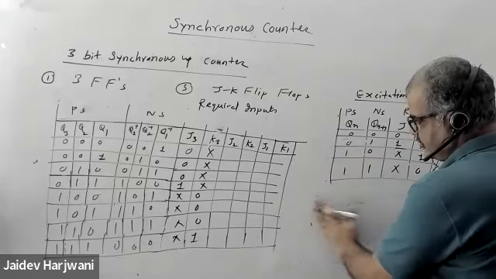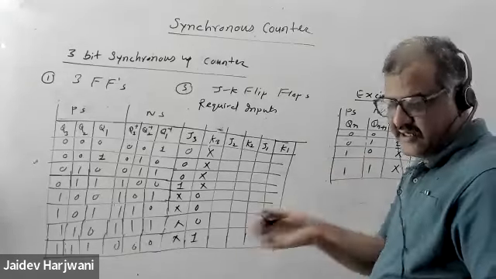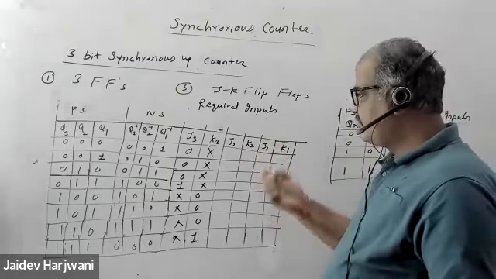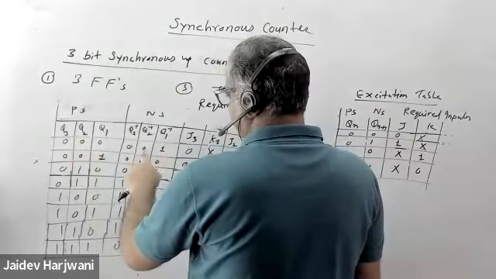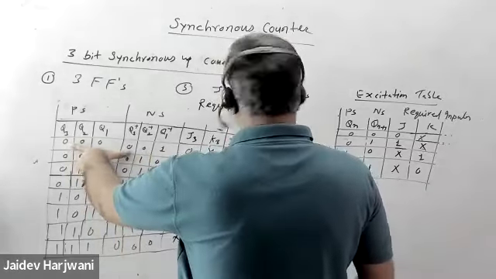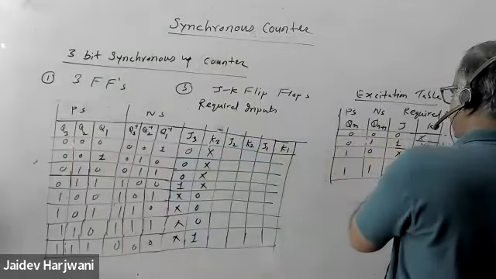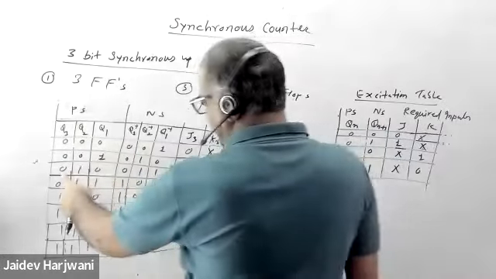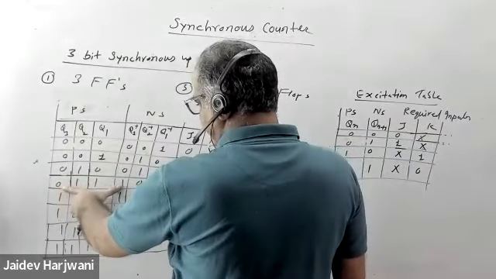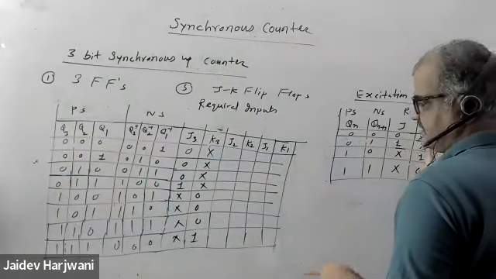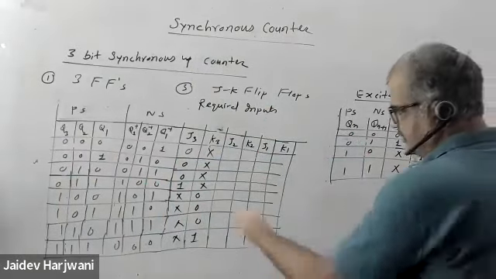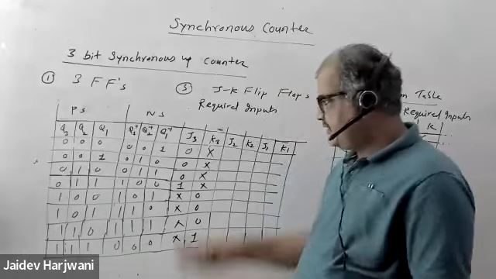So you know, in order to change the state of a flip-flop you require inputs. So I want to change 0 to 0, 0 to 0 requires 0x. Again 0 to 1, 0 to 1 requires 1x. X is a don't care condition. Similarly you can fill this table.